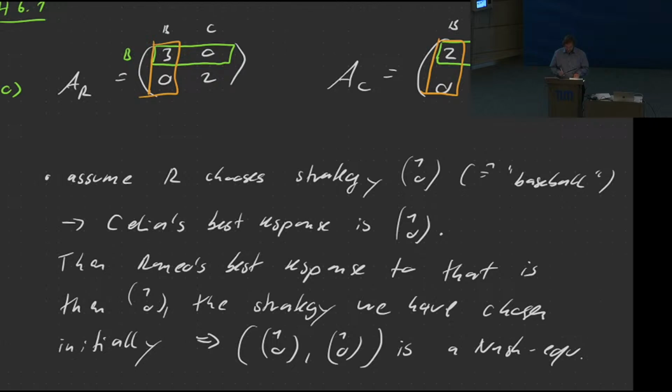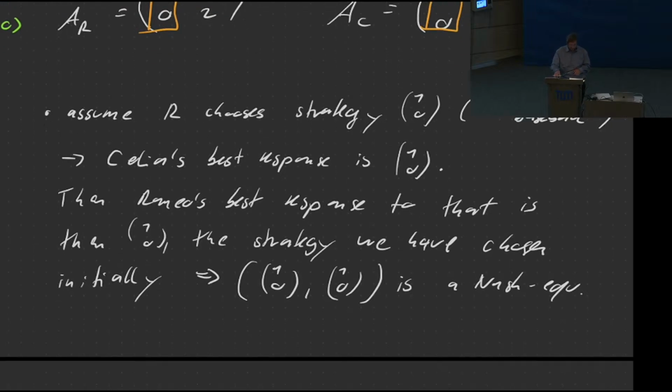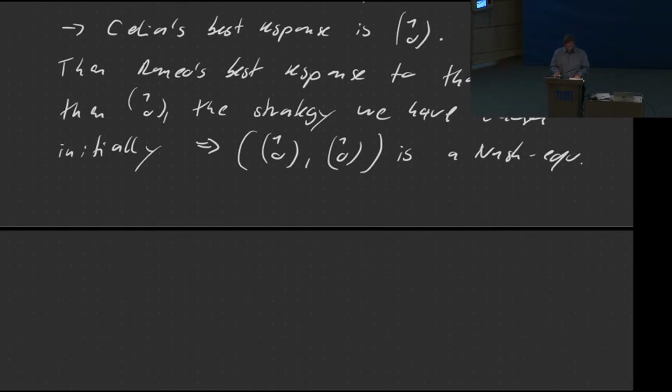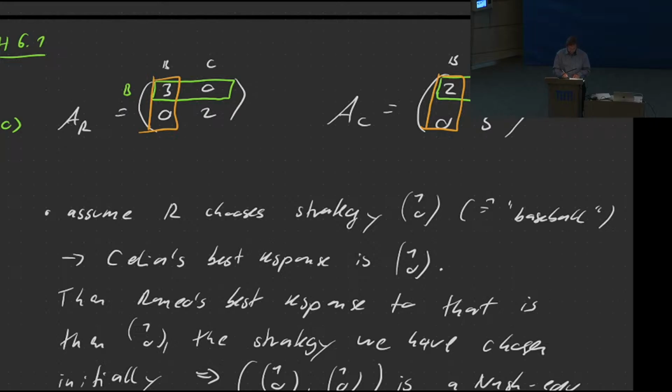Right? And notice there is no way that Celia can get to this point because she can only change her strategy, the column strategy. And all of this is under the assumption that Romeo has fixed this first row already. So if she changes, she'll only get here and never here. That could only be something that Romeo could do. Okay, so this is a Nash equilibrium. Now let's take a look at the other possible situations. Again, let me write down the two matrices.